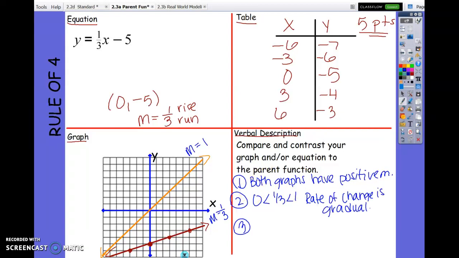Gradual. Last thing we have to look at is the shift on the y-axis. So again, if you're looking at our graph, the parent function y-intercept is right in the middle here at our origin, and our graph shifted 1, 2, 3, 4, 5. So it shifted 5 down the y-axis. So that's what we can put.